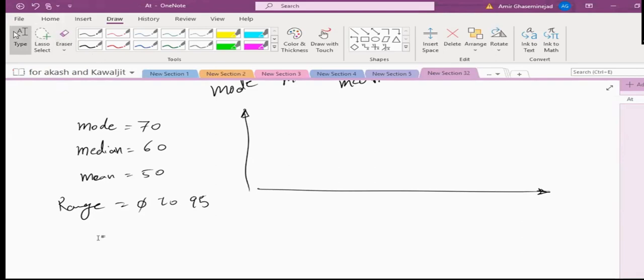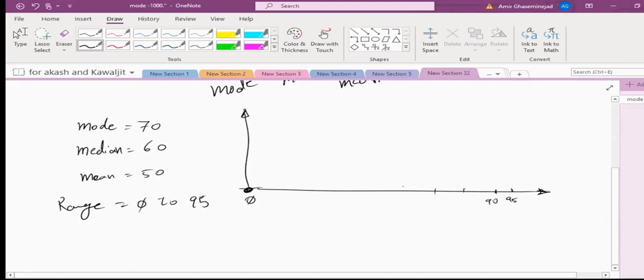Go ahead. Tell me you are done when you are done. So what should I do to visualize? I started by putting on the x-axis the range. Okay, so on the x-axis it goes from 0 to 95, so this would be 90, and then 80, 70, 60, 50, 40, 30, 20, 10. Okay. Then what should we do?